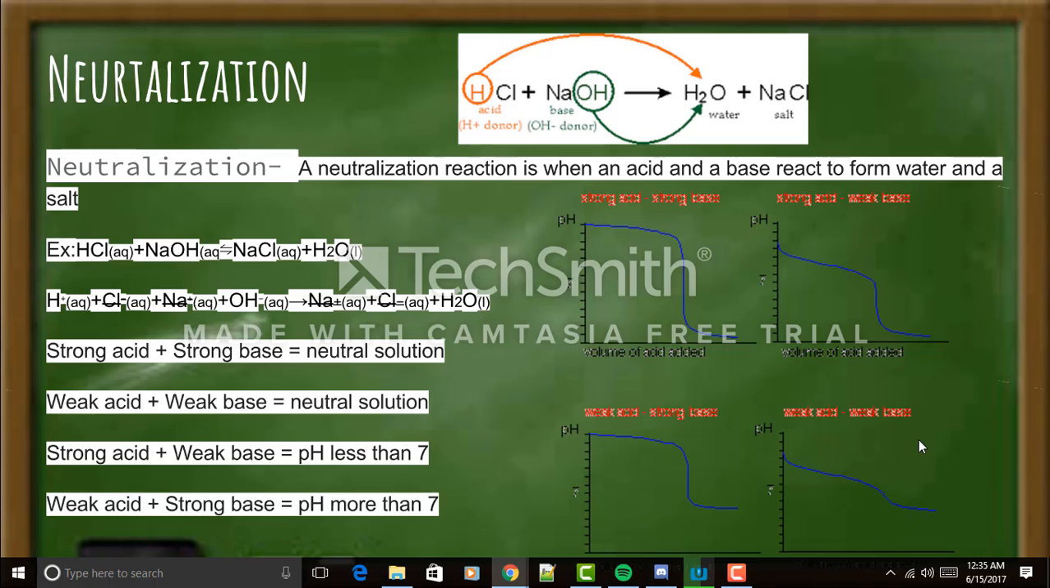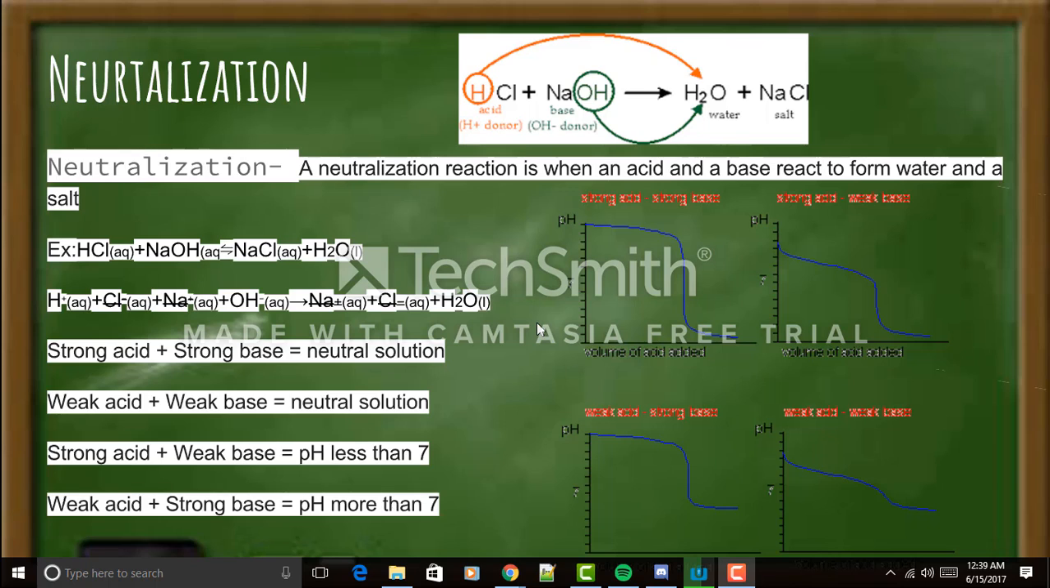Neutralization is an important concept in chemistry that states that acids and bases react to form water and salt. This can be viewed in the reaction between HCl and NaOH. When the spectator ions are cancelled out, you are left with H2O. It is important to note the results of combining different variations of strong and weak acids and bases, as seen on the curves on the right.